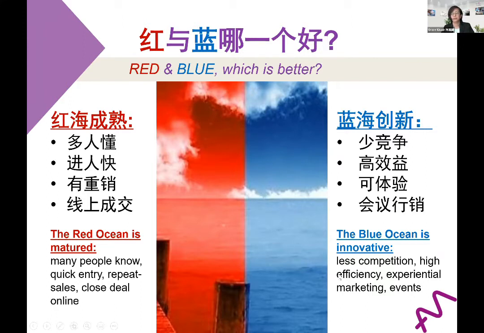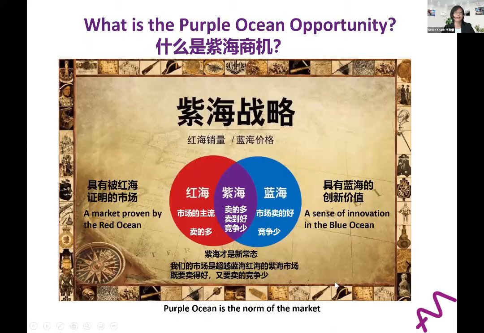And then what about the blue ocean? It's innovative because there is less competition. We are highly efficient. As you can see just now, in 3 hours, we can sell 230 units. And then we have a special weapon, experiential marketing. We also have our events to support us. So at this point, they don't have to choose. We're just comparing. The intention of this slide is to show them the advantage of each one. Okay, before we head on to the purple, this is where we're going to say, so what is actually this purple ocean opportunity that we are talking about? So we have the red ocean, proven, competitive, but proven, still working.